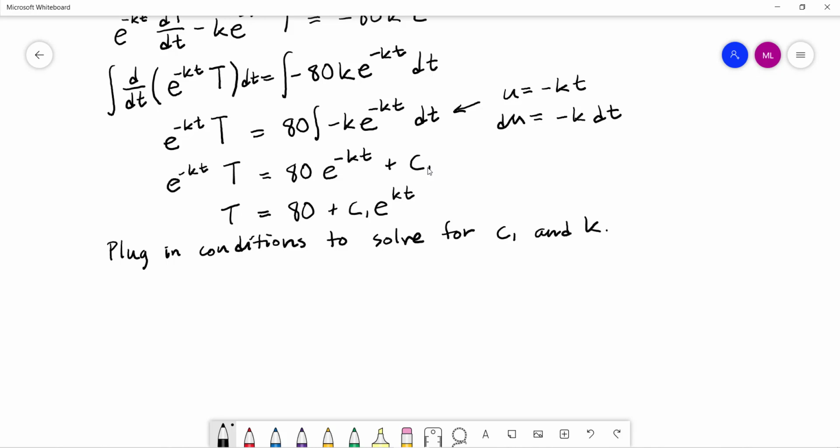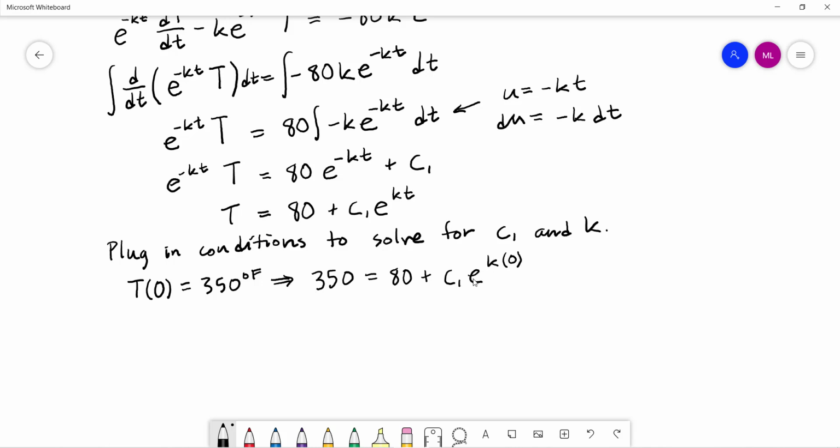So one of them was that basically T of 0 was equal to 350 degrees Fahrenheit. So at time 0, we get 350 degrees. So that tells me on the right, I'm going to have 350 degrees, and that's equal to 80 plus C1 times e to the k times 0. All I've done is plug in time 0 for t, 350 for the capital T. And that gives us this equation.